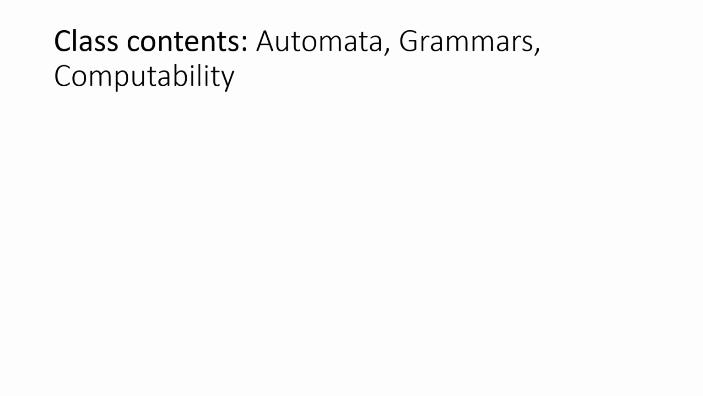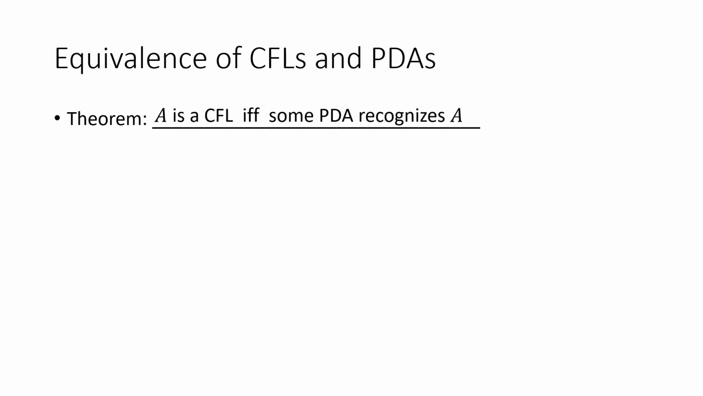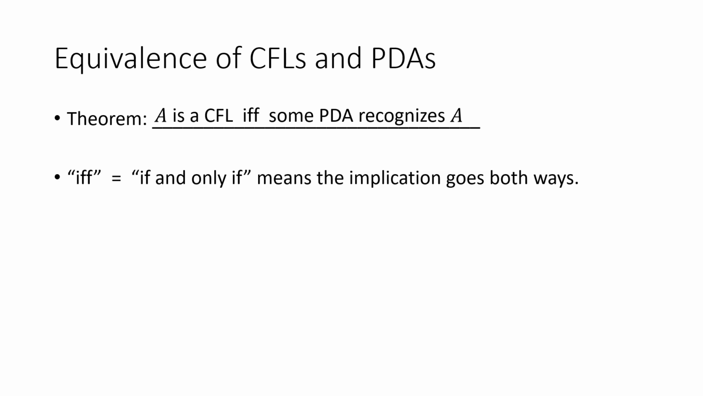In this class, we will continue to talk about context-free grammars and start relating them to push-down automata. As before with finite automata and regular languages, where we showed that they were equivalent, there's also an equivalence between context-free languages and push-down automata. The main theorem then is: a language A is a context-free language if and only if some push-down automaton recognizes A. And so this is a two-way implication. IFF means if and only if, and the implication goes both ways.